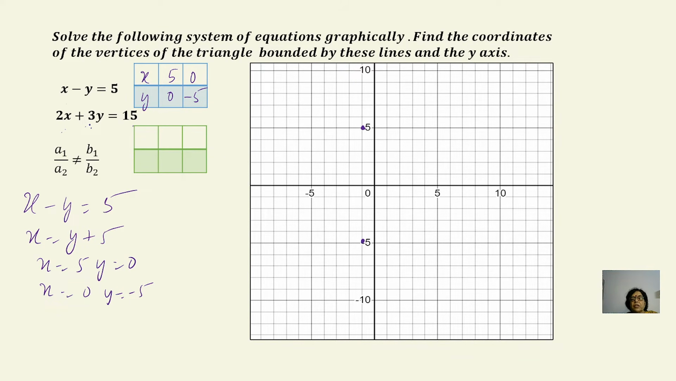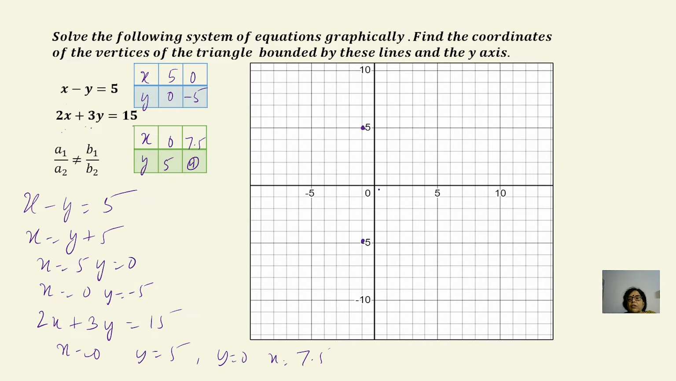Then we have this equation 2x plus 3y is equal to 15. So if x is 0, y is equal to 5. And if I take y as 0, x will be equal to 7.5. That means if x is 0, y is 5. If x is 7.5, y is equal to 0. Alright, y is equal to 0 when x is 7.5.